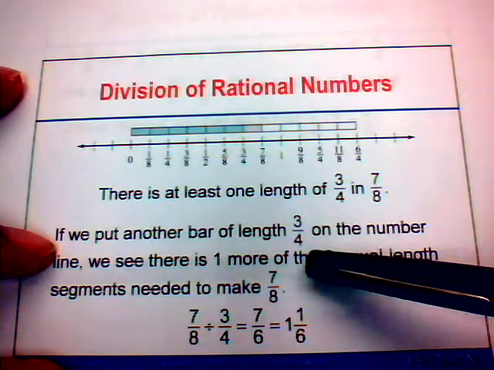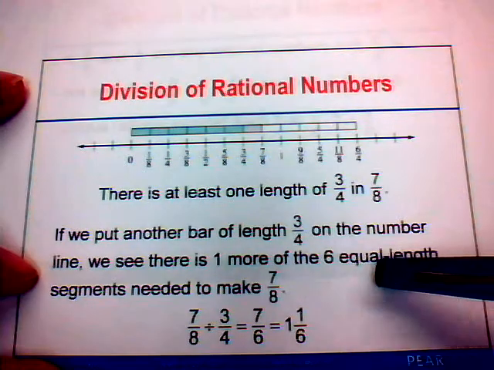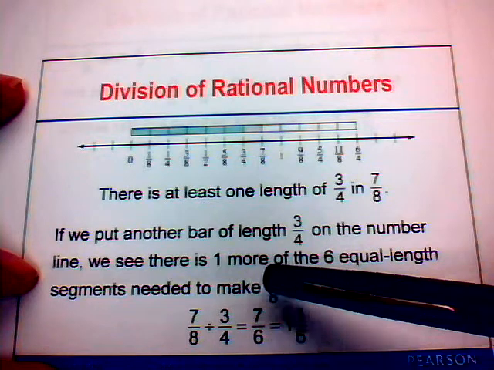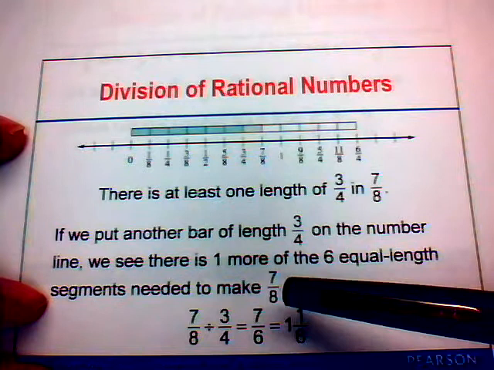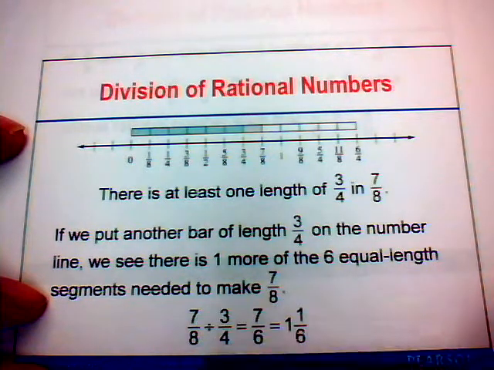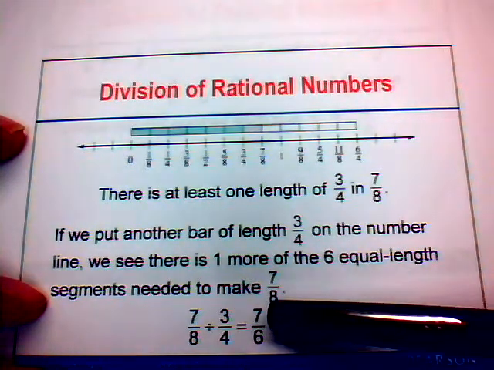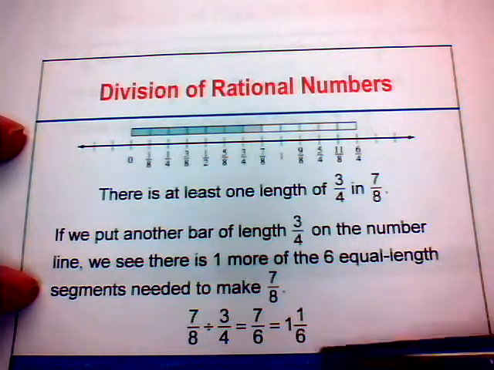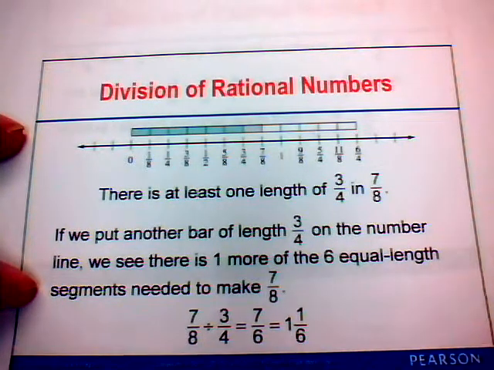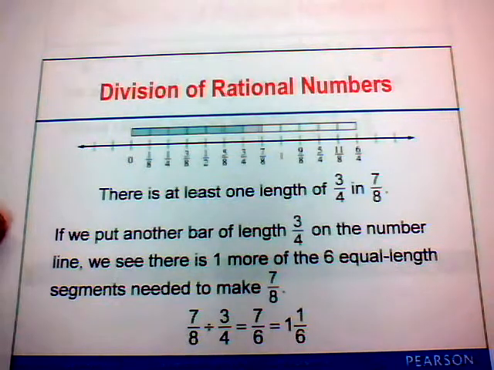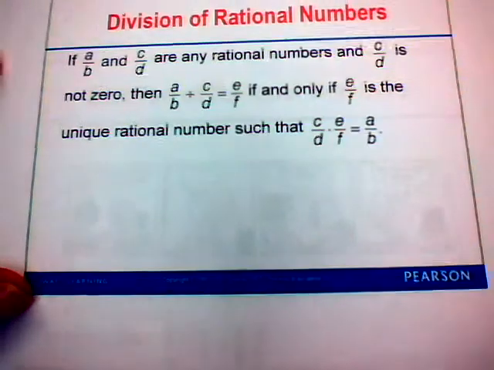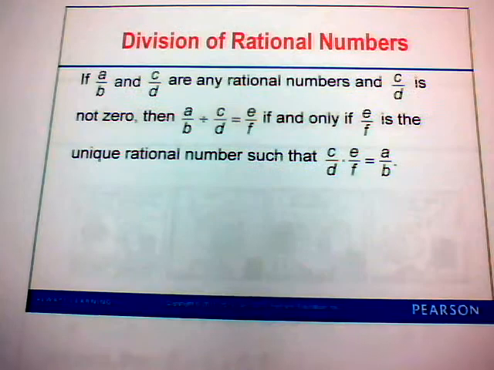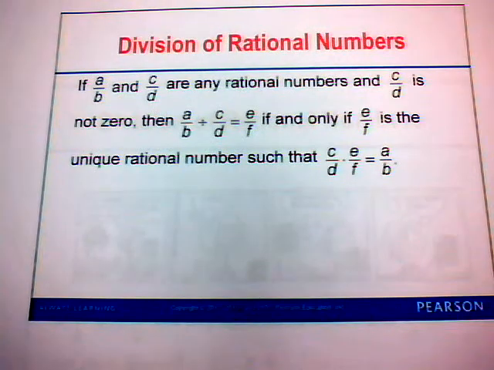So if we put another bar of the length 3/4 on the number line, we see that there is going to be one more of the 6 equal length segments needed to make 7/8. So here you got 7/8 divided by 3/4, which will be 7 over 6, or as a mixed number, 1 and 1/6. Okay. Now those are just some visual representations of how we divide rational numbers.